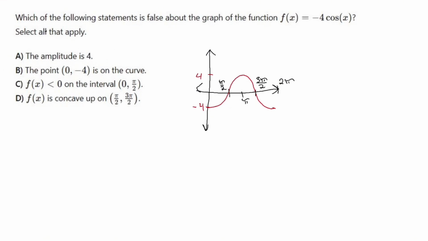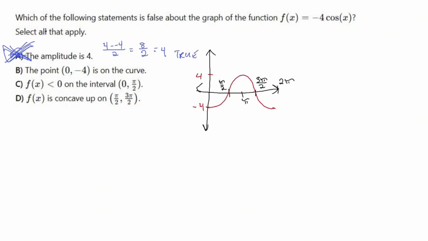Let's find out what's true. The amplitude is 4. Amplitude is half the distance from the very top to the very bottom. So to calculate amplitude, we would do 4 minus negative 4 over 2, which is 8 over 2. The amplitude is 4. That's true. We want the lie, so I don't want to circle you.